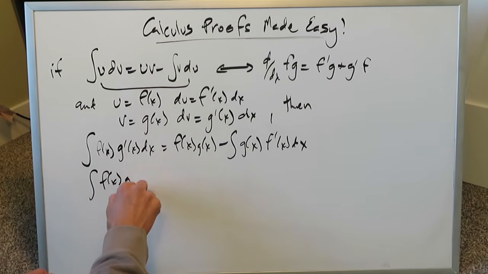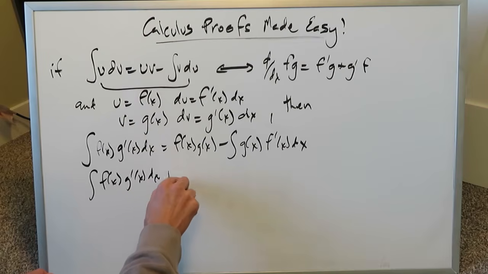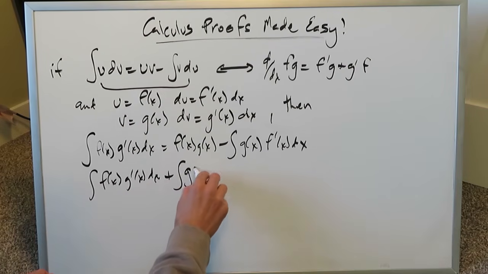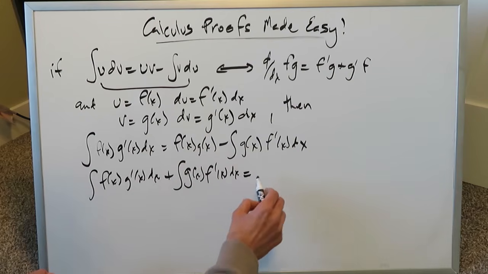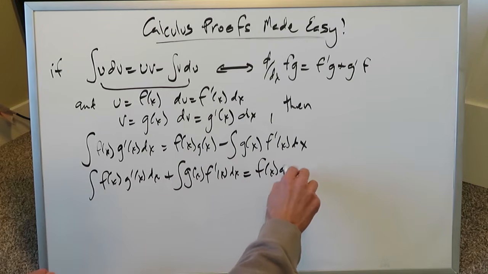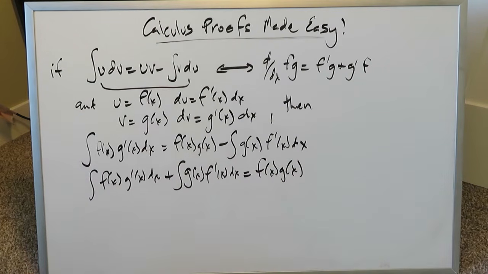f of x, derivative of g of x dx, plus the integral of g of x, derivative of f of x dx, is equal to f of x g of x. Now we have established this into a good form. And what happens next? We use a property of the fundamental theorem of calculus, which states that the derivatives and the integrals are inverses of one another. Each undoes the effect of the other.